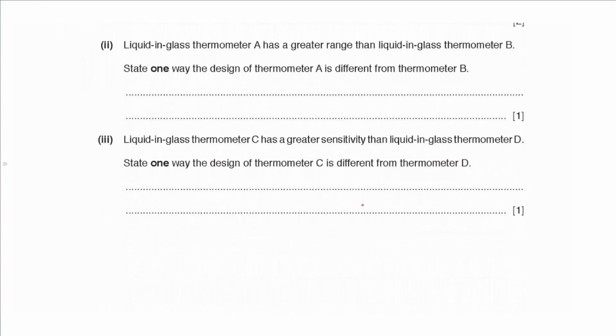Part ii says liquid in glass thermometer A has greater range than liquid in glass thermometer B. State one way the design of thermometer A is different from thermometer B. The only way to increase the range is by increasing the length. So we can say that A is longer than B.